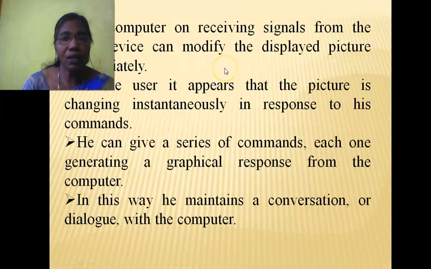The computer, on receiving signals from the input device, can modify the displayed picture appropriately. To the user, it appears that the picture is changing instantaneously in response to his commands. He can give a series of commands, each one generating a graphical response from the computer. In this way, he maintains a conversation or dialogue with the computer.